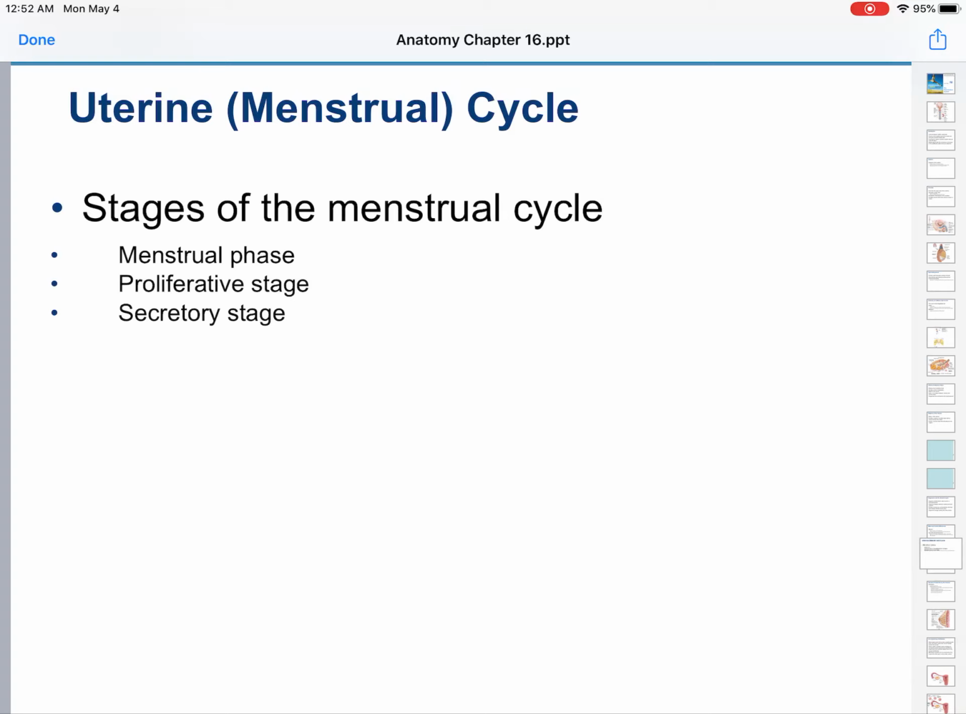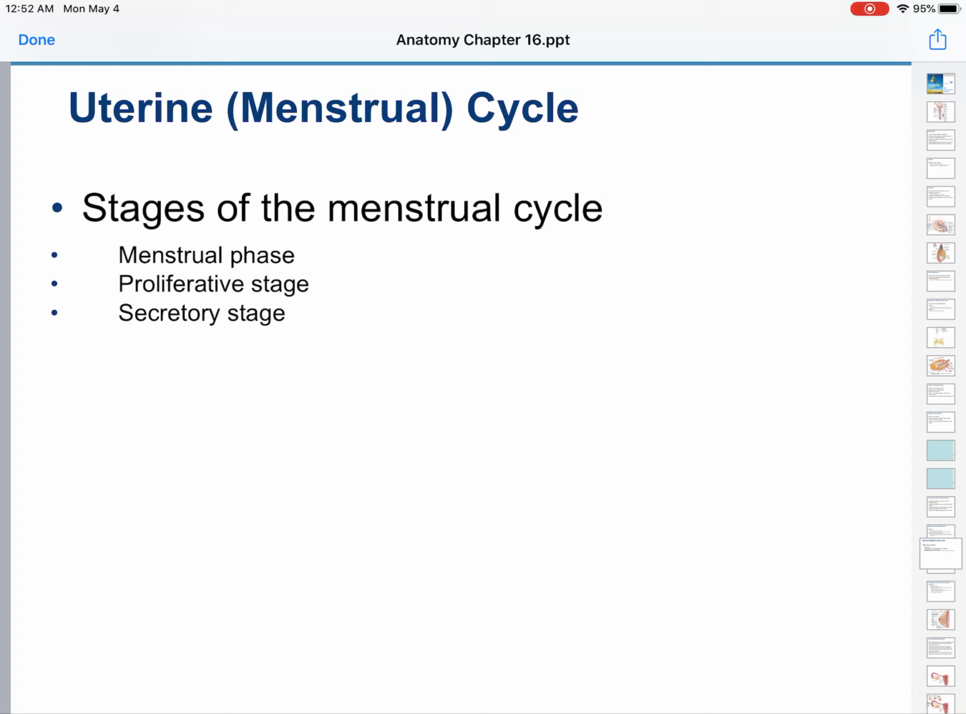Today we're going to be covering the uterine or menstrual cycle, fertilization and implantation of the embryo, and then pregnancy and childbirth, as well as, at the end, talking about ways that the reproductive system changes throughout life and also ways that people can prevent pregnancy or fertilization.